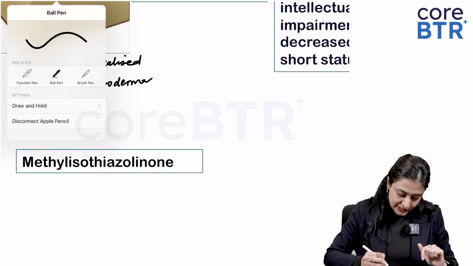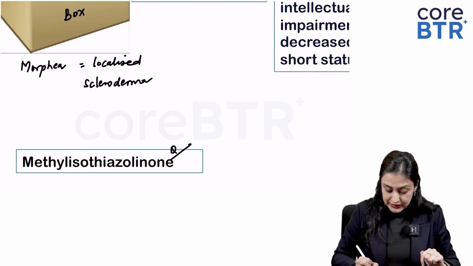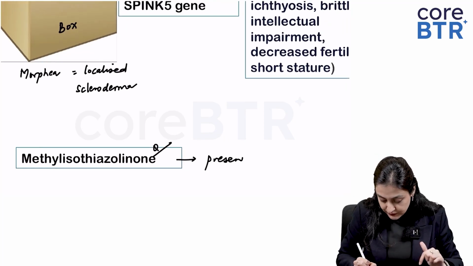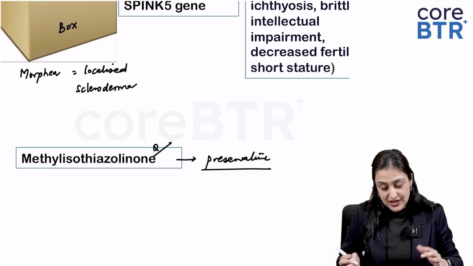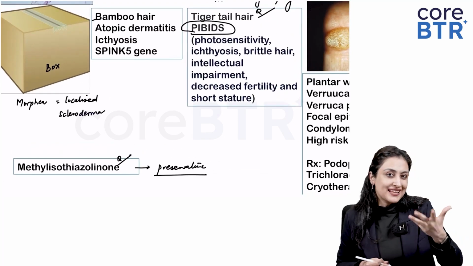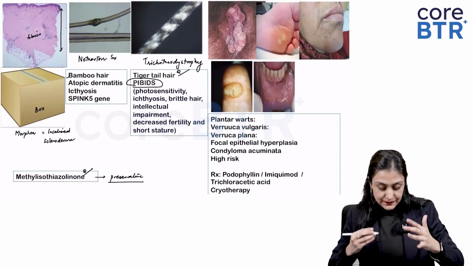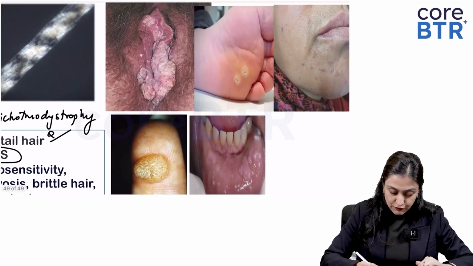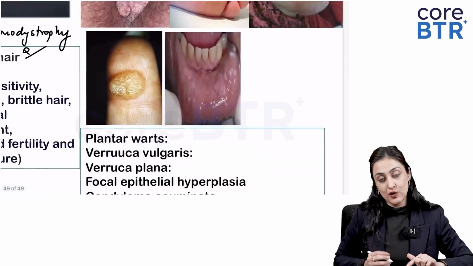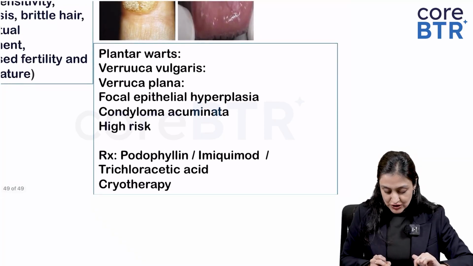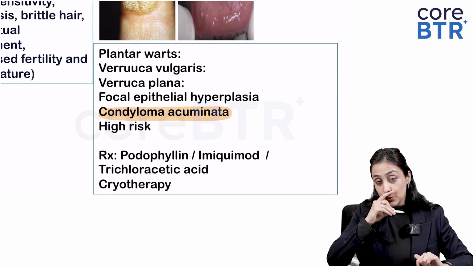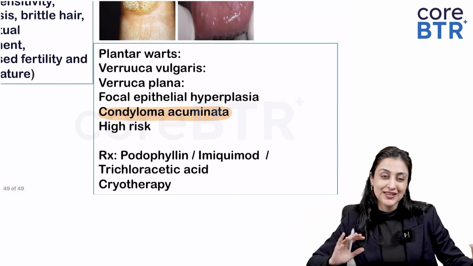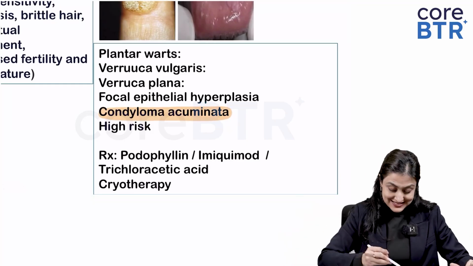One old PYQ, methylisothiazolinone, is what is associated as a preservative in cosmetics. They just asked what is the role. It's a preservative, can induce allergic reactions. Now talking about HPV. So the final thing we have to do are these warts. So these are anogenital warts. Let's start with that. So anogenital warts are called condyloma acuminata, not lata, because lata is syphilis. So lata is syphilis, acuminata is HPV.